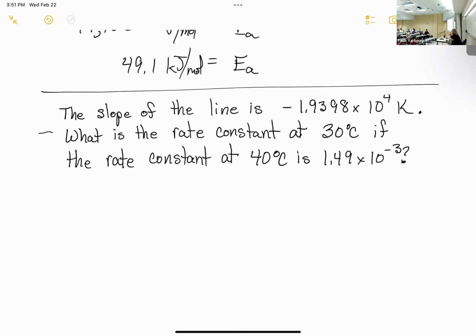Question. The graph's slope is 1.9398 times 10 to the 4 Kelvin. What is the rate constant at 30 degrees Celsius, if the rate constant at 20 degrees Celsius is 1.49 times 10 to the minus 3? And the units there are per molar second.